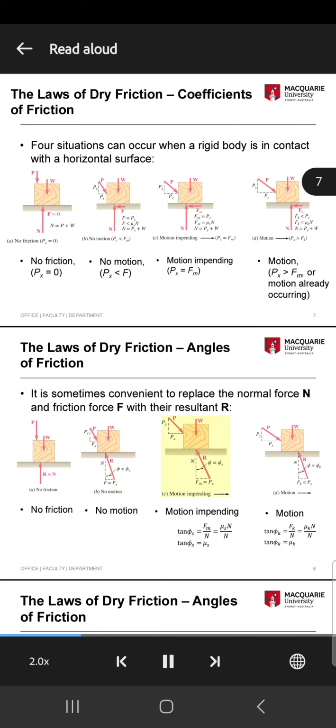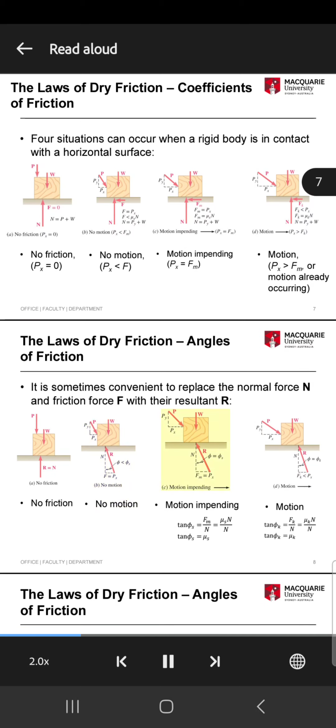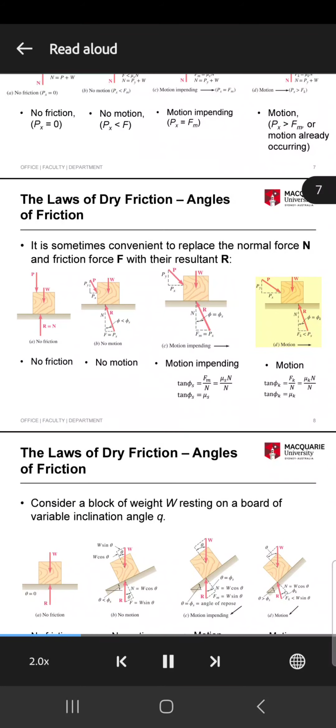No motion. Block, with weight W, positioned on horizontal surface subject to force P, acting down. No friction. R equals N. Motion impending. With P acting down and to the right: no motion, F equals P sub X, phi less than phi sub s. Reaction R acting up and to the left. Motion. The laws of dry friction, angles of friction.